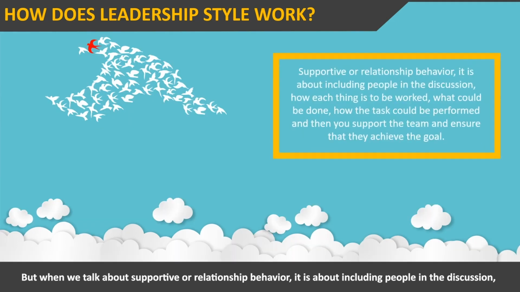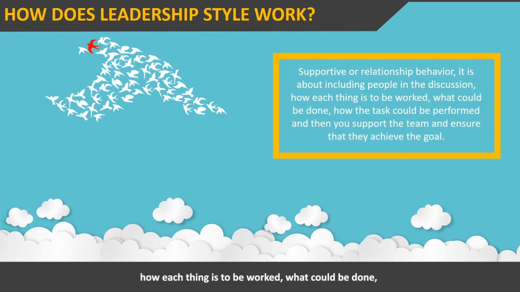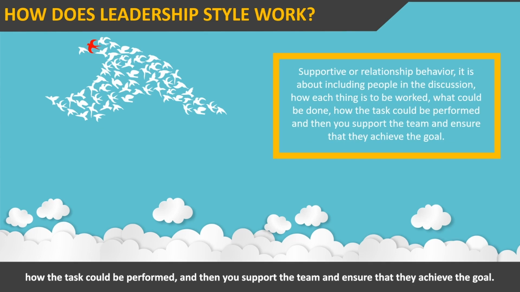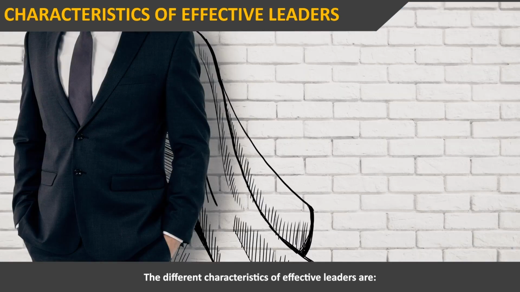But when we say supportive or relationship behavior, this style of leadership is where you include people in the discussion, include people in how each thing needs to be worked, what could be done, how the task could be performed, and then you support the team to ensure that they go towards achieving the goals. That's the other style.